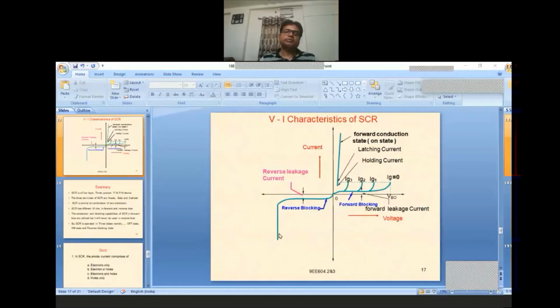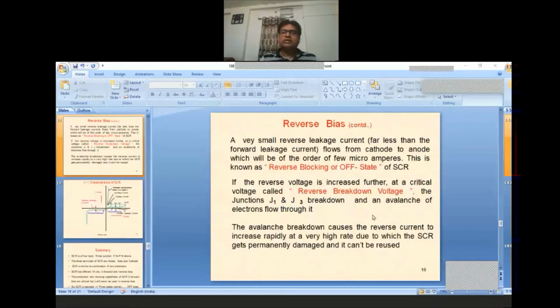So in this reverse mode, a high rate of current will be there. Because of that, high hotspots will be created inside the SCR and it gets permanently damaged. That is why SCR is never used in reverse conduction mode, and it is always operated only in the reverse blocking mode. That too, all precautions will be taken so that the reverse applied voltage will not increase more than the reverse breakover voltage. So that is the concept of reverse bias of the SCR.